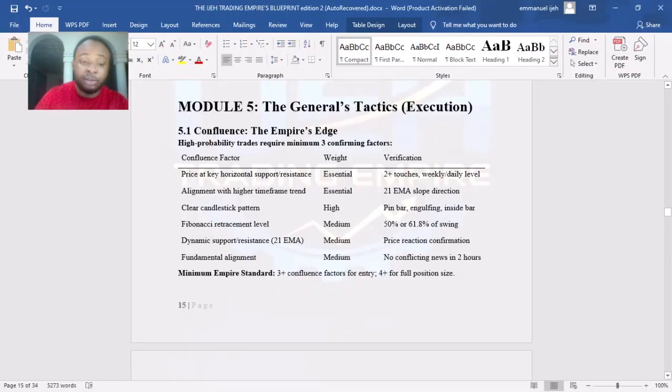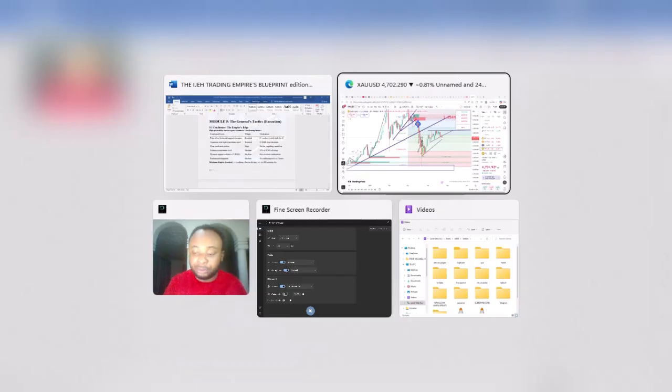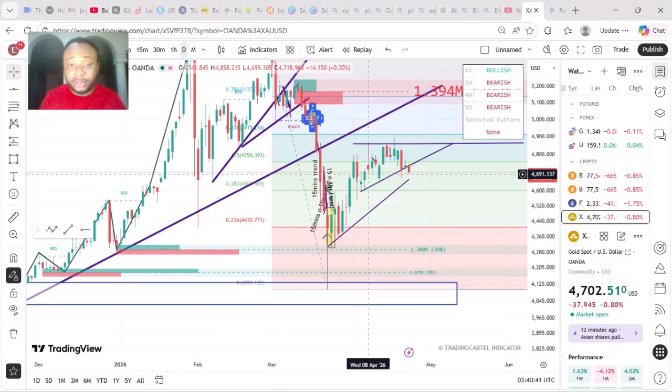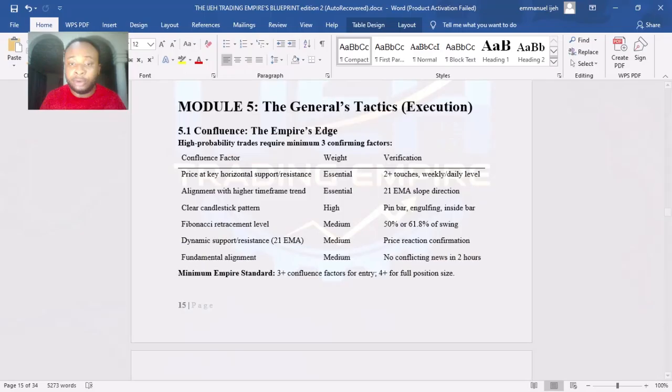So that is what candlestick patterns are. By now you know what I mean by candlestick patterns. This is like price patterns. Take note of that. If Fibonacci level 50 to 61 swing reverse, which is what you just saw, candlestick pattern, you can see. So this is just what you saw. Take note of all those: dynamic support and resistance, fundamental alignment.